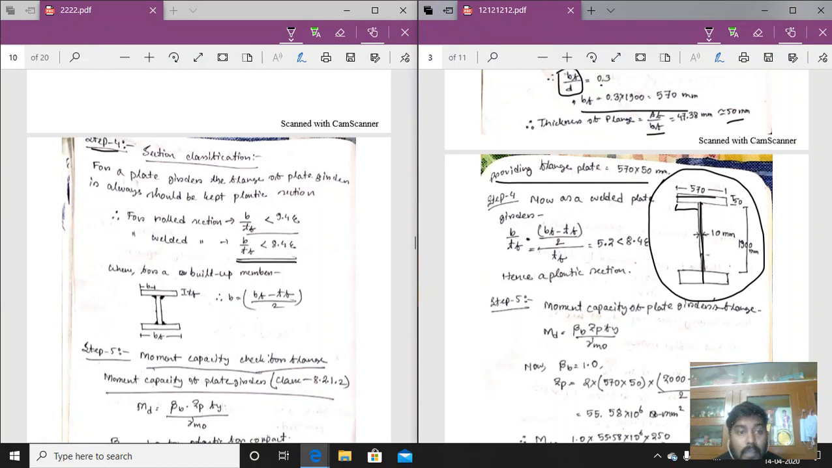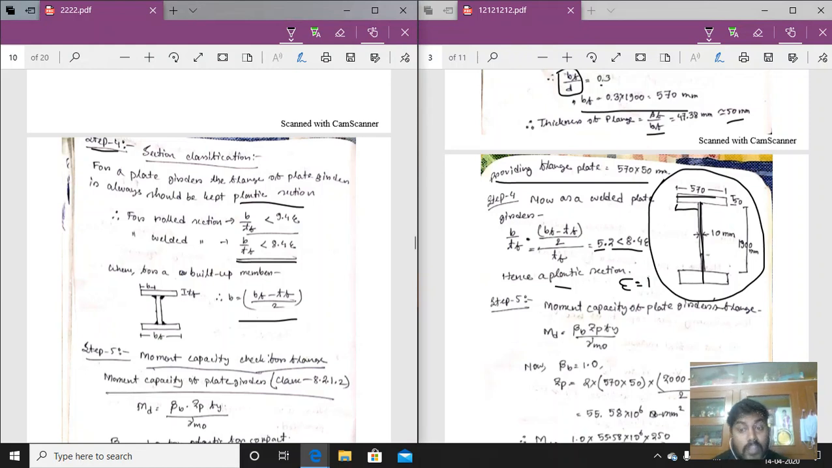This is b. b is calculated by bf minus tf by 2, that we know here. So (bf minus tf by 2) divided by tf, we are getting 5.2. It is less than 8.4 epsilon because epsilon for Fe250 is equal to 1. So hence it's a plastic section. Always try to provide a plastic section. So we are getting a plastic section as required. So step number 4 is done.